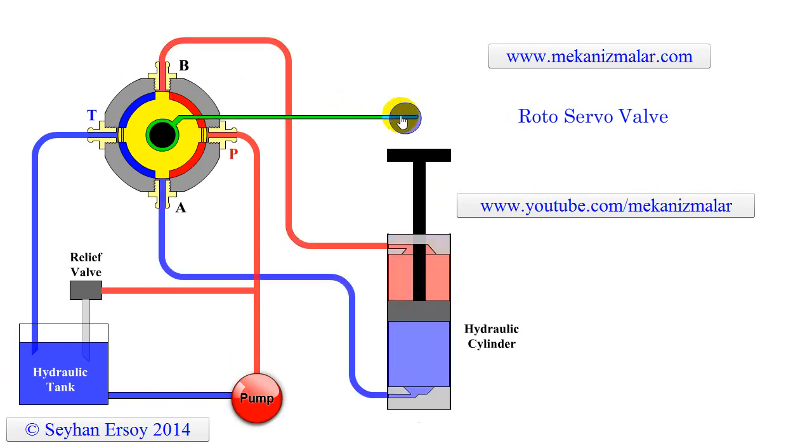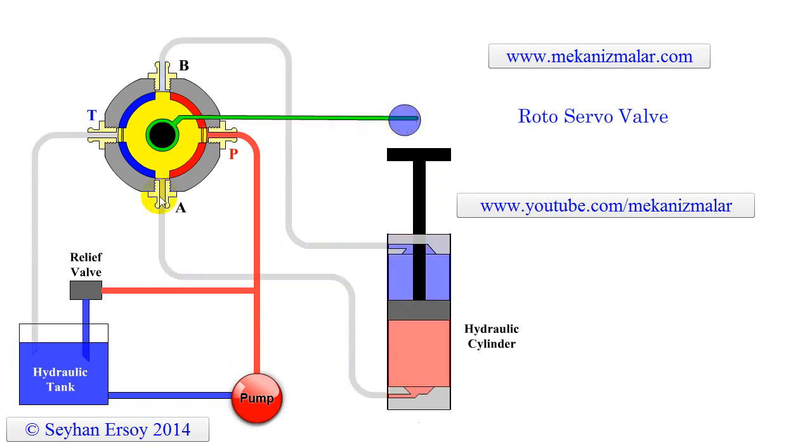Port P is connected to a pump that, when the port opens, feeds pressurized oil to the valve. When the port is closed, the pressurized oil is returned to the tank through a relief valve. Port T is connected to the hydraulic tank. When port T is opened, the oil from ports A or B is diverted to the hydraulic tank.